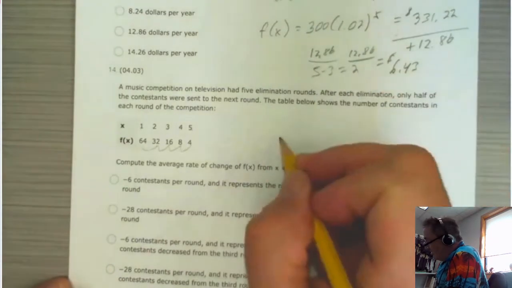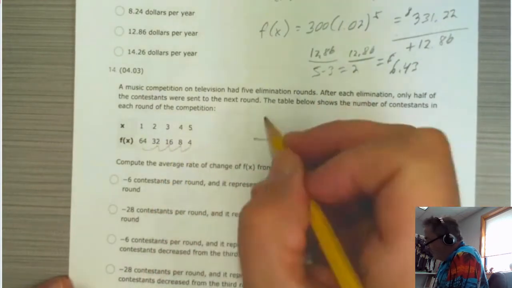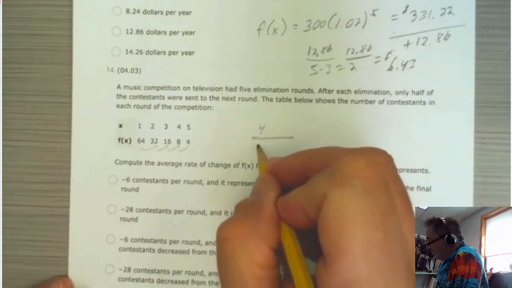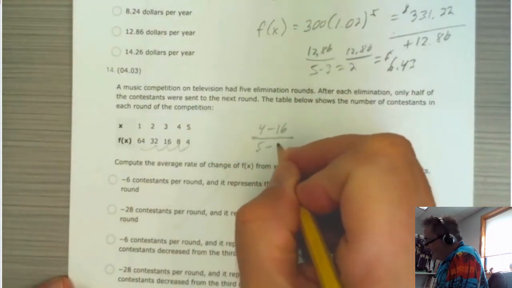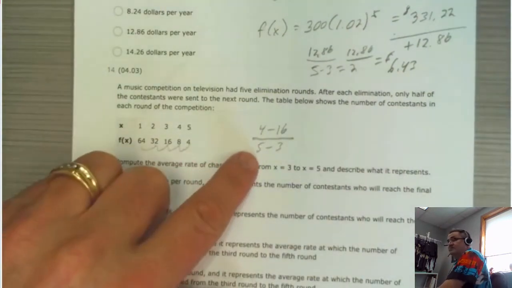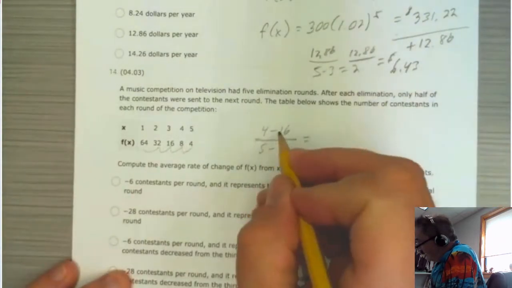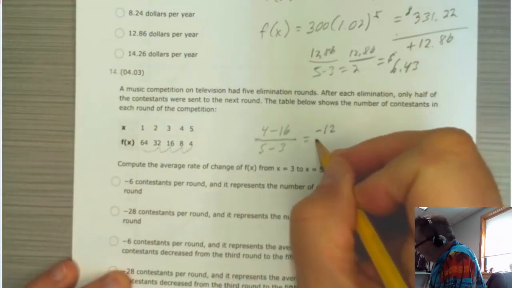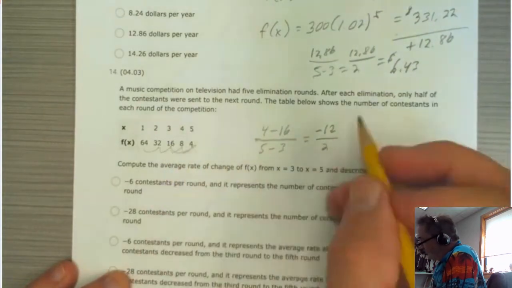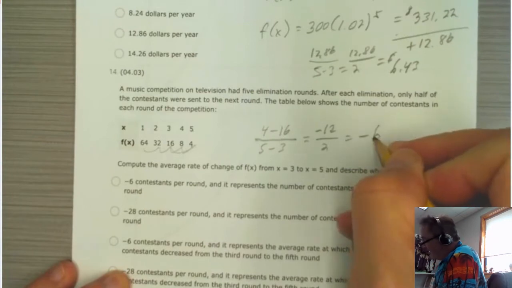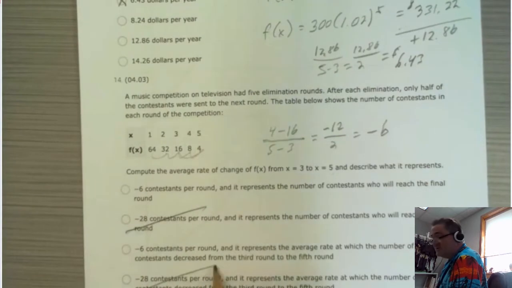Okay, so we can just use the rate of change formula since we have the values. At 5, it equals 4. And from that, let's subtract what it was at 3. It was 16 when it was at 3. So here's what it is at 5, here's what it is at 3. We'll subtract those to see how much it changed. 4 minus 16, it went down 12 over 2 rounds, so the average rate of change was -6 contestants. So we can cross out those two immediately.